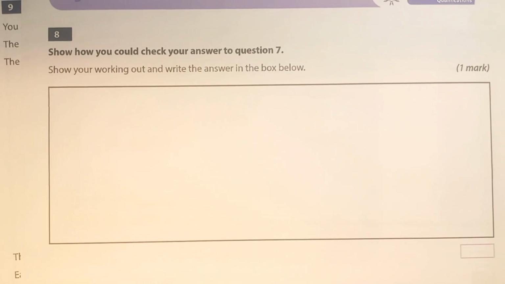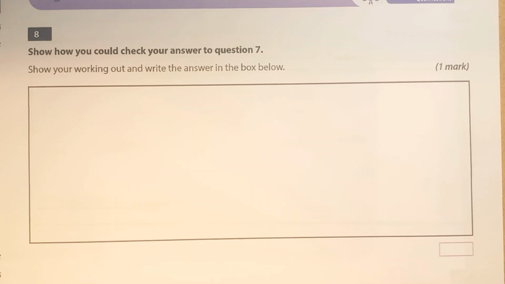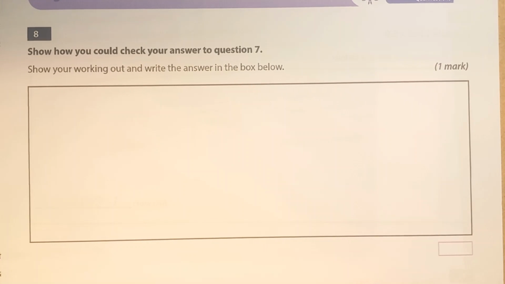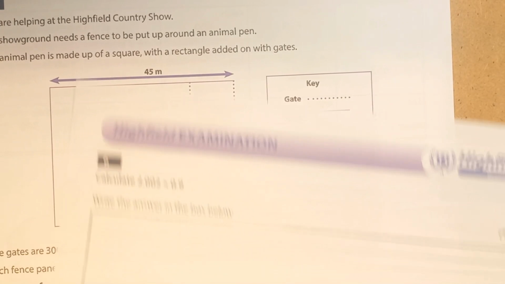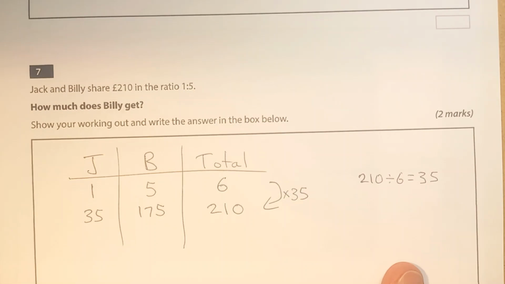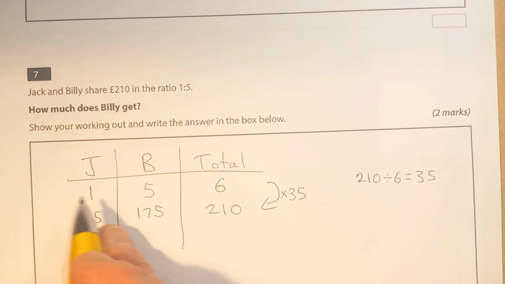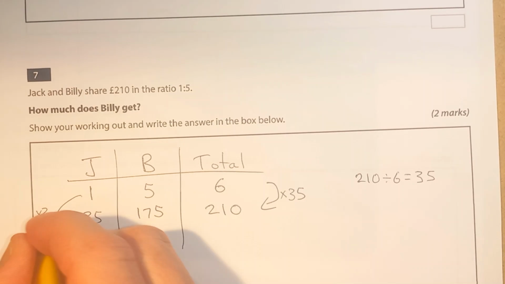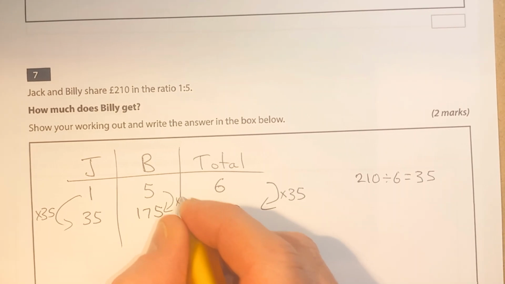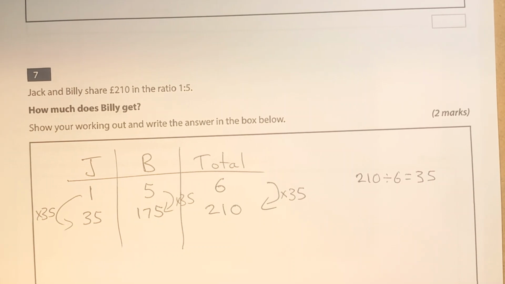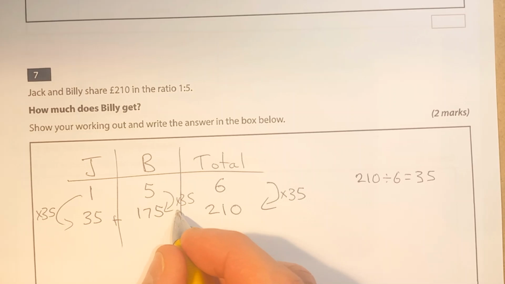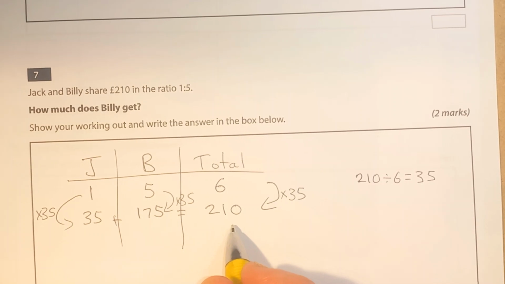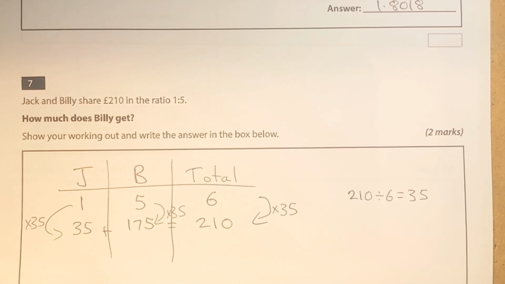Okay. Question 8. Show how you could check your answer to question 7. Okay, well, the way we did it was we worked out our multiplier and then we multiplied each. So we did this times 35 and we did this times 35. Well, if we wanted to check it, what we could say is, well, let's make sure that Jack's total and Billy's total makes this total. Okay, so in other words, 35 plus 175, we want to check it makes 210.